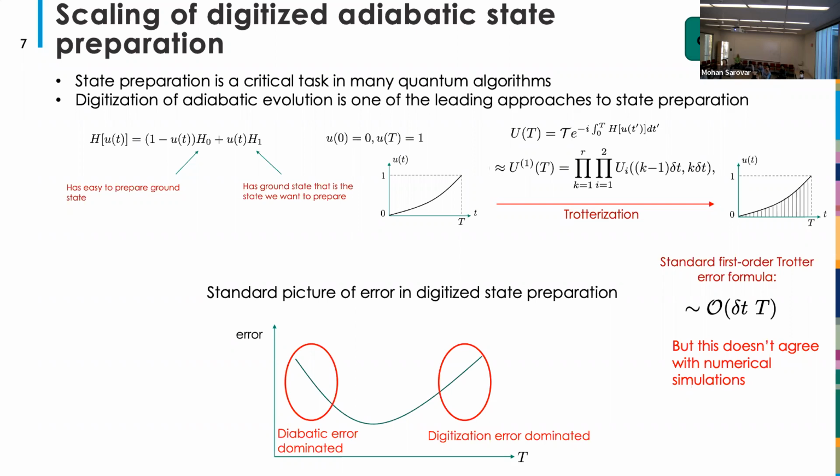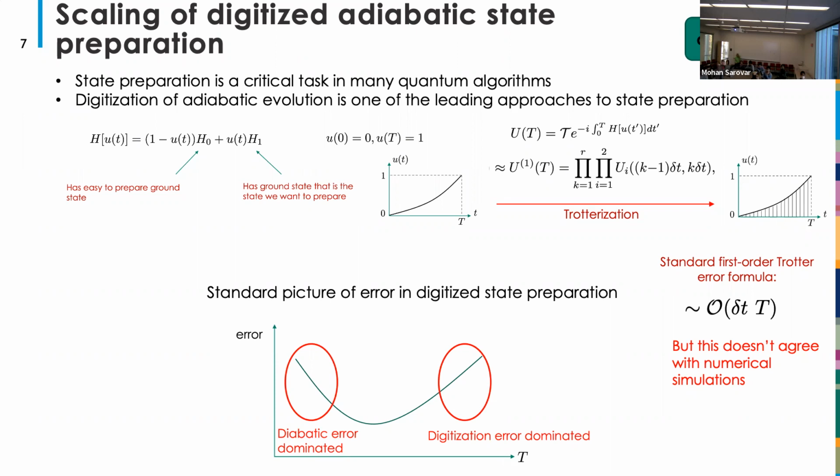So you take this continuous annealing schedule and break it up into chunks, and you do e to the i H1, e to the i H0, and you alternate between them. This uses standard digital quantization. So what's the error associated with this? This is the standard picture of the state preparation error you should get. If capital T, the time that you're evolving for, is very short, you should have a high error because you're dominated by diabatic errors. The time that you're evolving for is just too short. You're not going adiabatically enough to prepare the state.